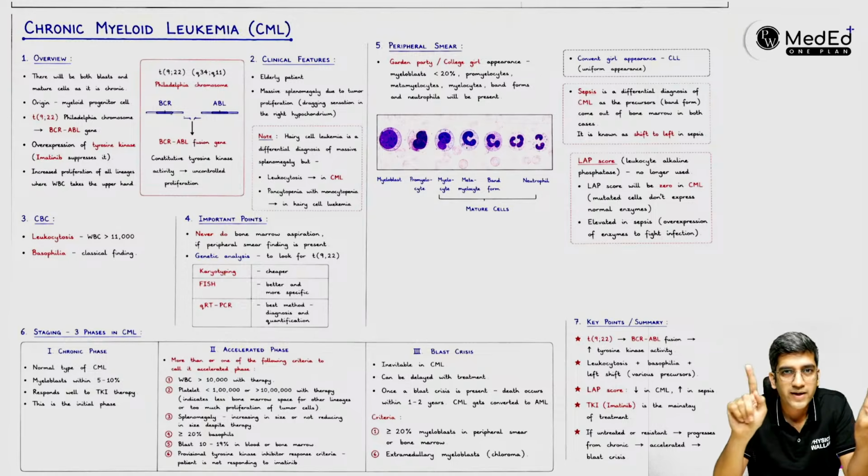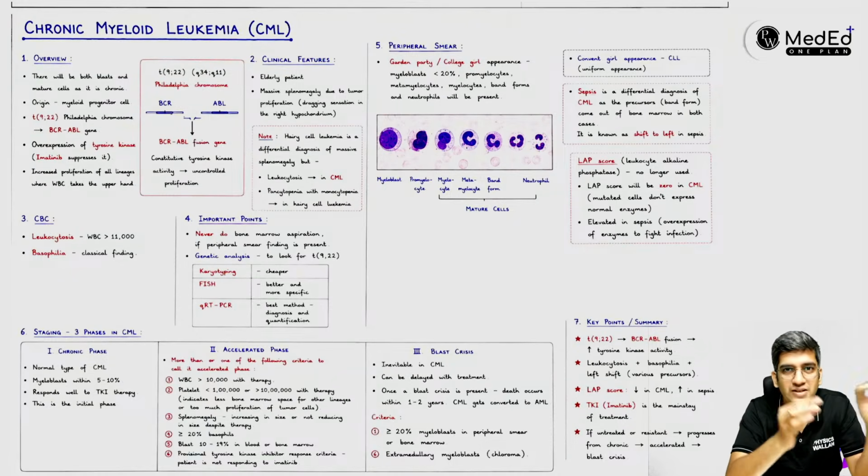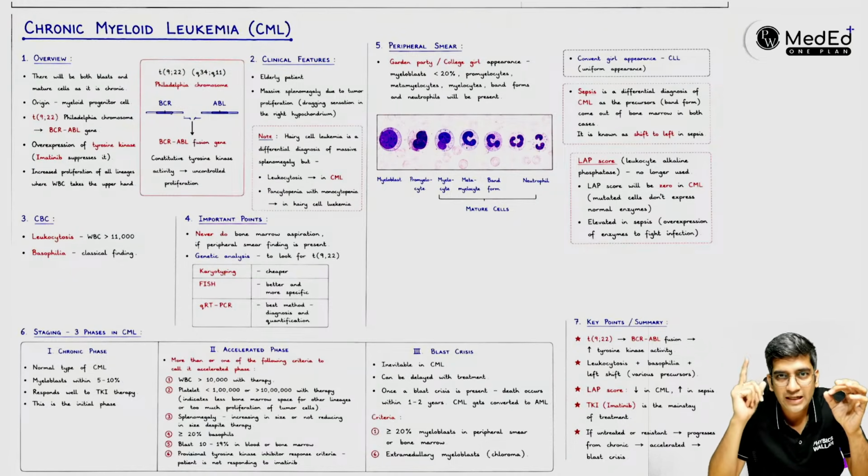Because of this translocation, there will be an overactive tyrosine kinase. That is the one which causes the proliferation, right? Classical presentation of CML is simple. It is an elderly person with massive splenomegaly. Reasoning by question: can anyone tell me why there is splenomegaly in CML?